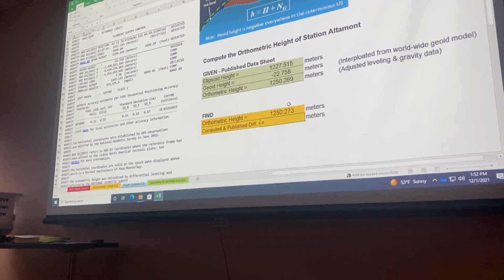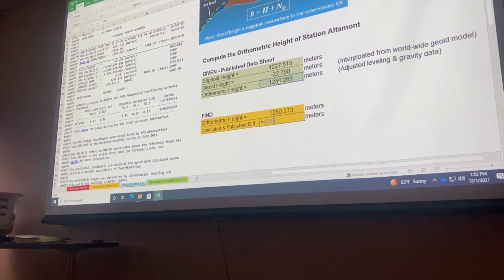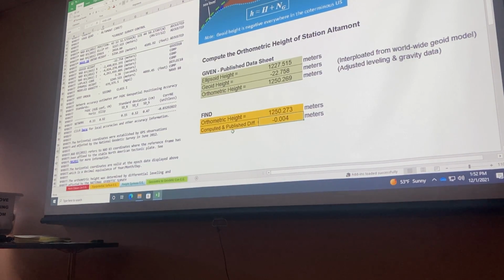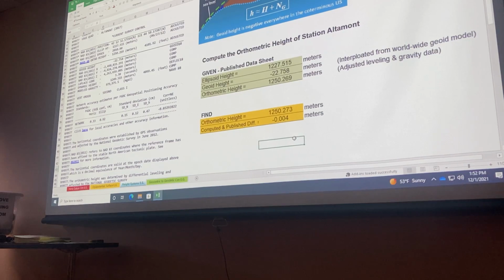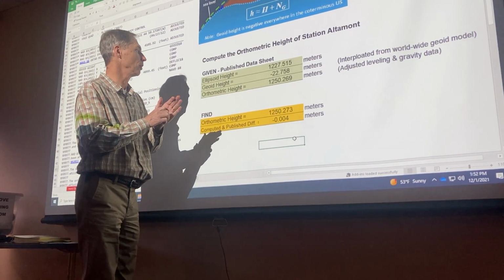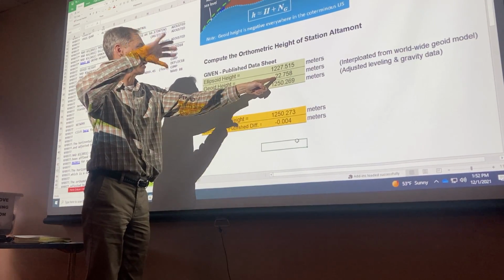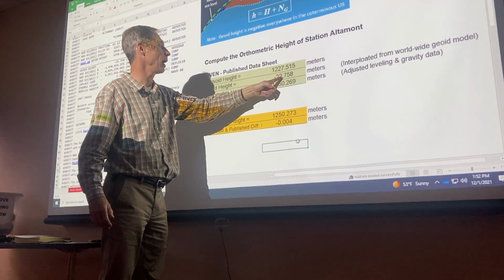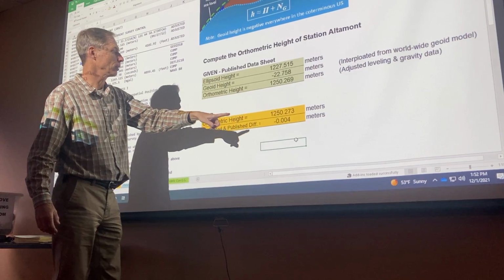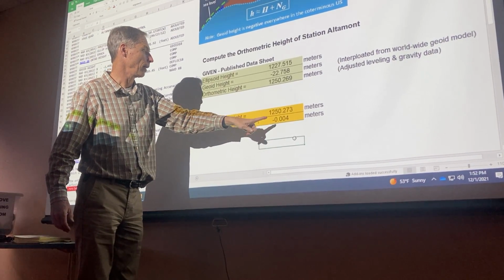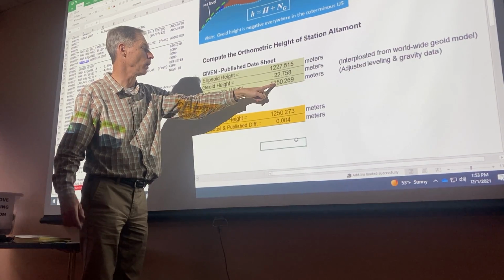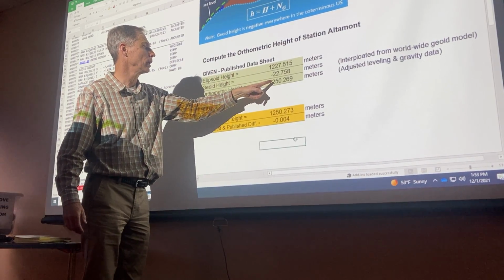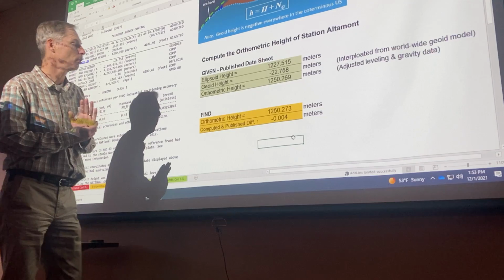So let's just do a difference between them just for fun. So equals the known minus the computed value. They differ by 4 millimeters, which isn't a lot, but again, why do they differ? Well, again, this is based on a worldwide best fit surface that they interpolate at Station Altamont. The interpolated geoid height is this much, and that gives us this orthometric height. This one was based on leveling. We actually leveled through Altamont, put it into a least squares adjustment, and it gives us a little better value, a little more reliable value than the computed one, but they're getting pretty good.